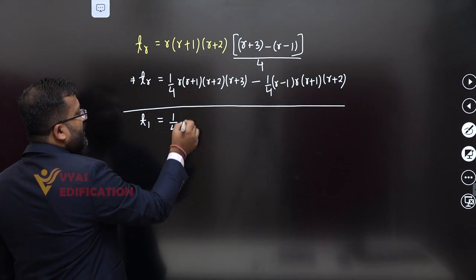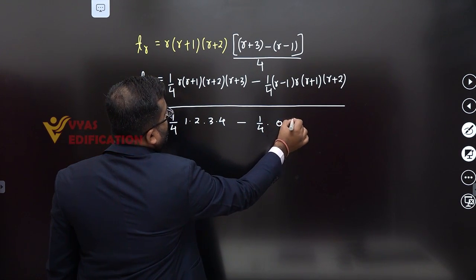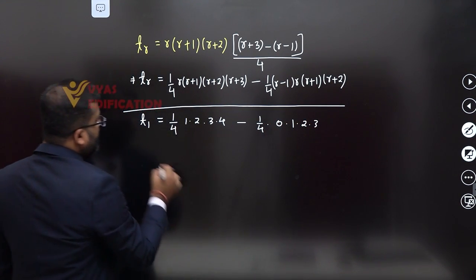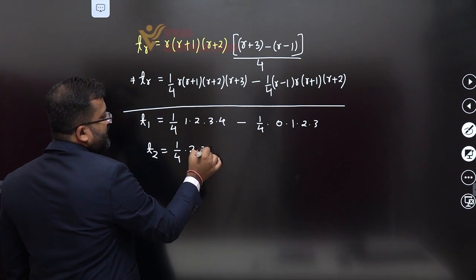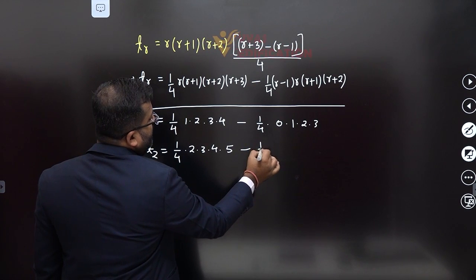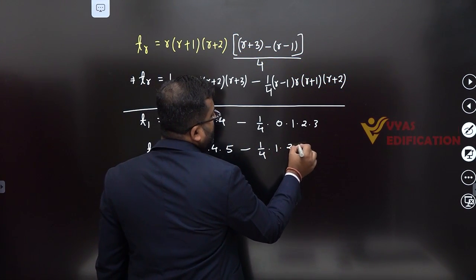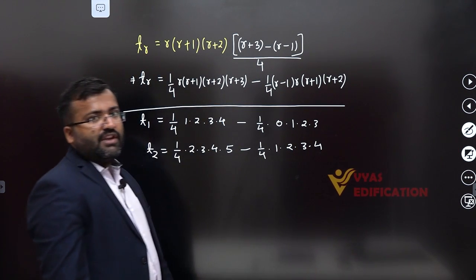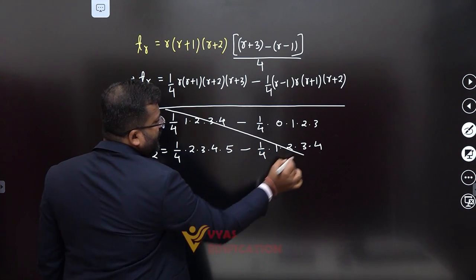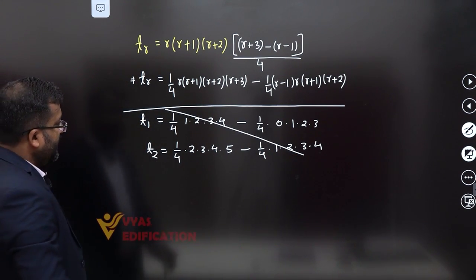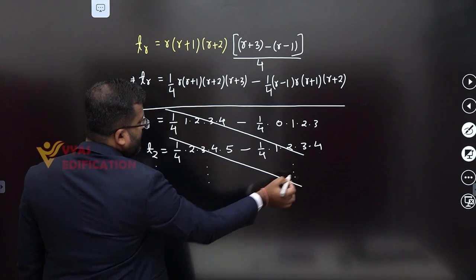So T1 is 1, 2, 3, 4 minus 1 by 4 times 0, 1, 2, 3. T2 similarly will be 1 by 4, 2, 3, 4, 5 minus 1 by 4 times 1, 2, 3, 4 is what you'll have. Is that okay? Yes, that looks okay. And once I reach this stage, I can observe, okay, these get cancelled. Similarly, this will get cancelled with the next one, and so on.